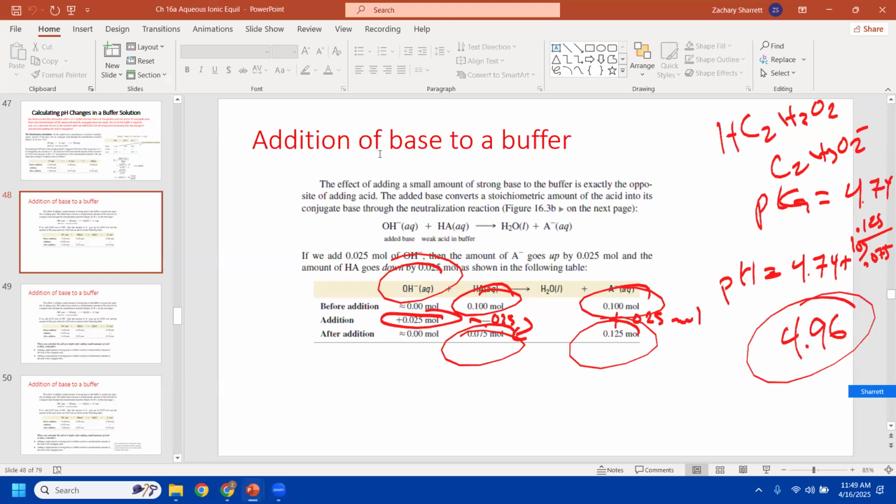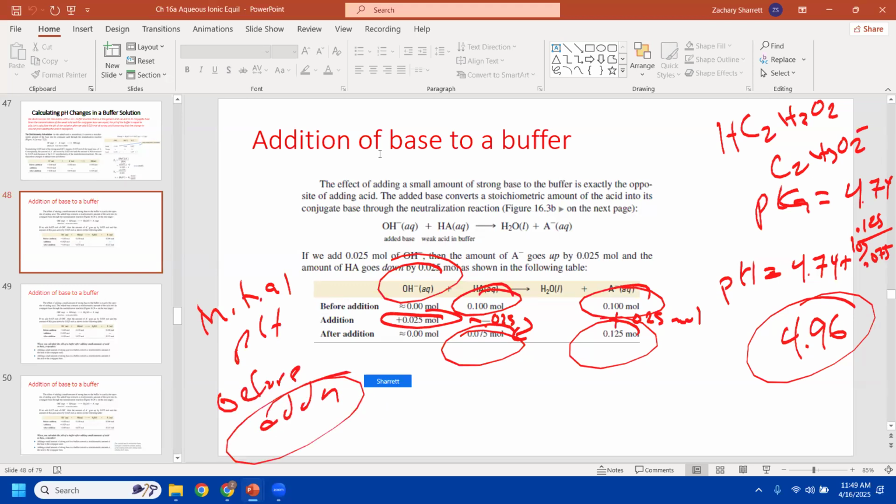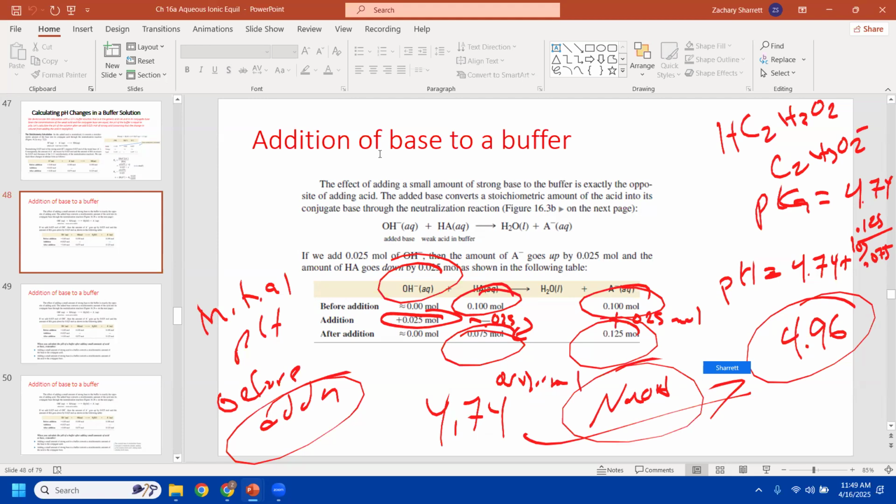Does it make sense that the pH is higher than the initial pH before addition? How do you know that? The concentrations were equal, so the pH equals the pKa. When we had 0.1 molar of each thing, that means log of 1 equals 0. The pH was originally 4.74. When we add base, does it make sense that the pH goes up a little bit to 4.96? 4.74 originally, add NaOH. Is that a large change?